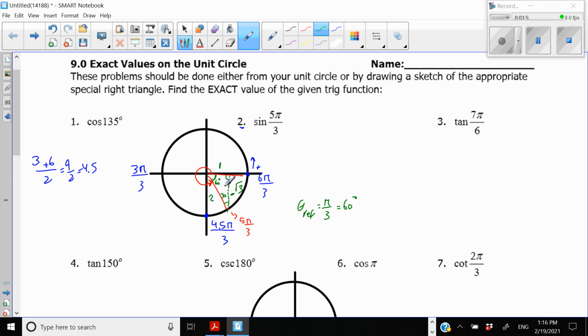Okay, so on this right triangle, what is sine of this angle? If you find sine of this angle, that's equal to sine of 5 pi over 3. So I'm going to write this is equal to sine of this angle, which was pi over 3 or 60. It doesn't really matter which one you write. We know that sine is opposite over hypotenuse. Opposite is negative root 3, and hypotenuse is 2. And this is our answer.